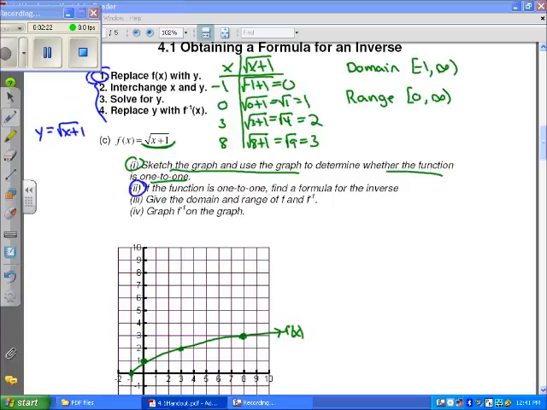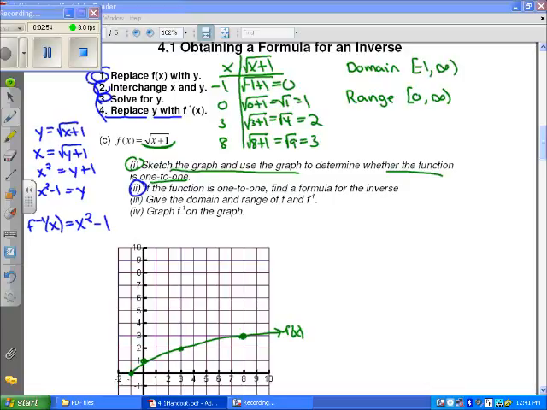Okay, and then I interchange x and y. Then I solve for y, so I'm going to square each side first. And I get y is equal to x squared minus 1. Finally, the last step we want to do is replace y with f inverse of x. So f inverse of x is equal to x squared minus 1, which is a parabola.